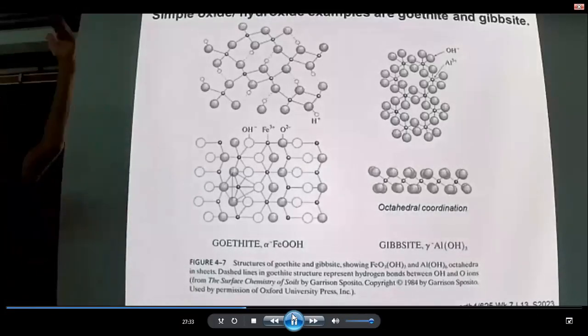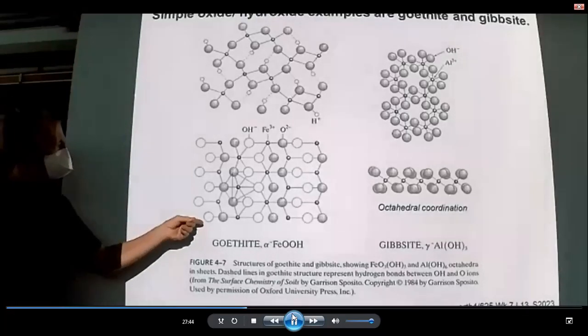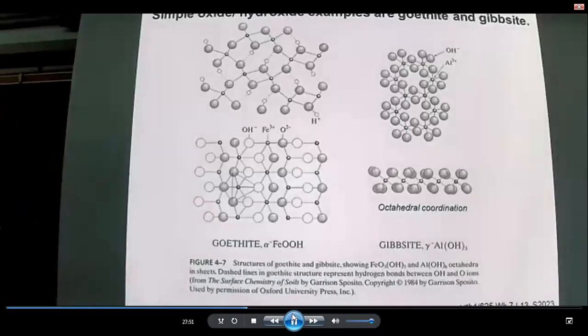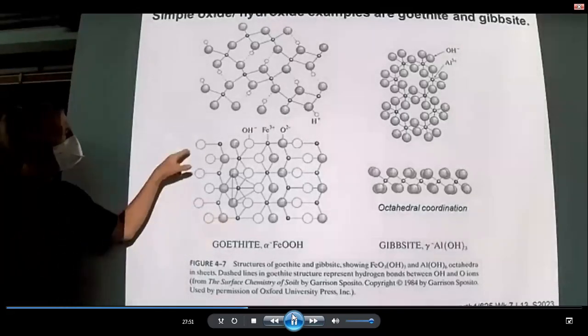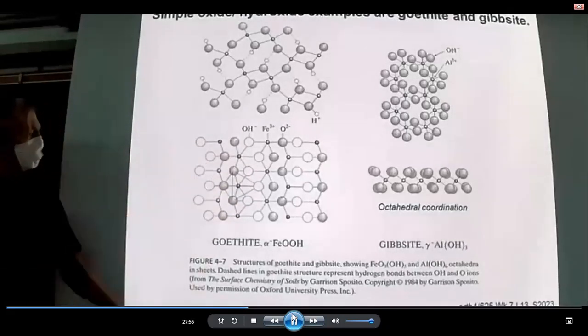On the right-hand side is aluminum hydroxide. It's sitting there in octahedral coordination. The little dots are aluminums, and those bigger gray dots are meant to be oxygens that form the hydroxide groups, the OHs.